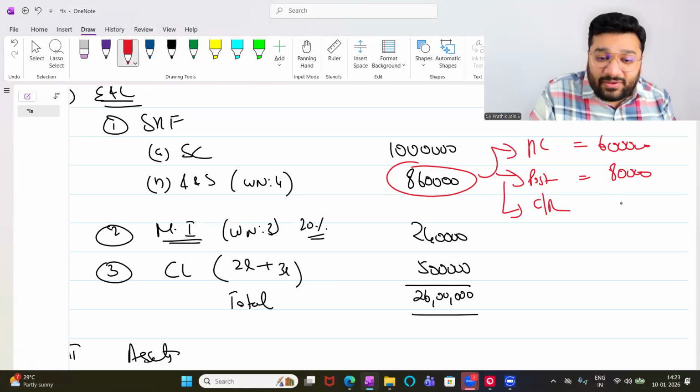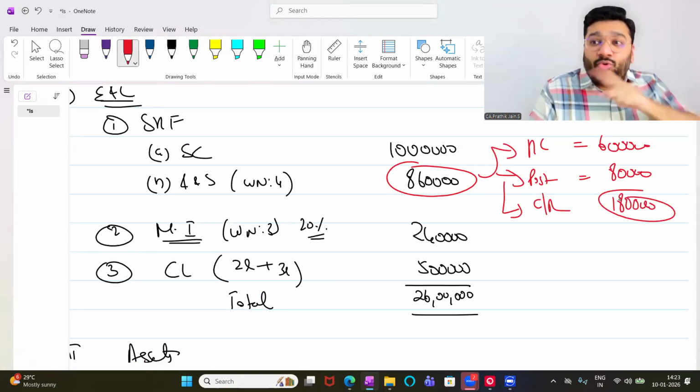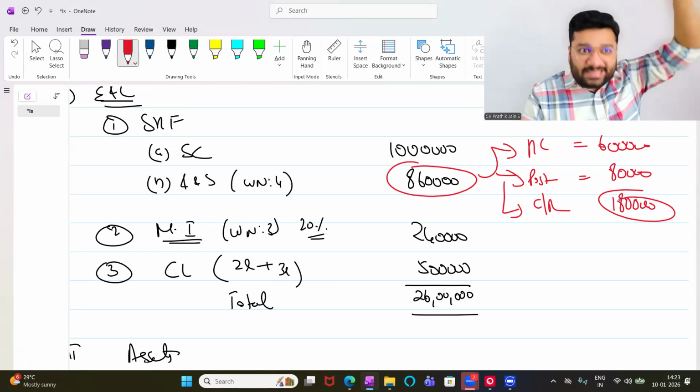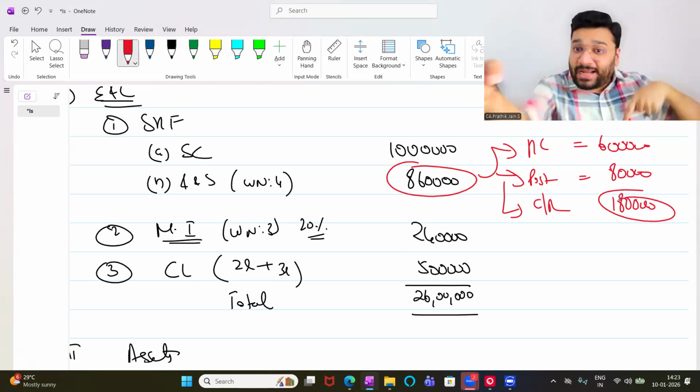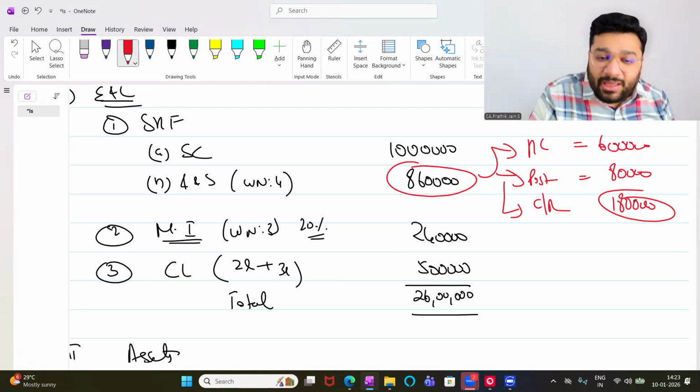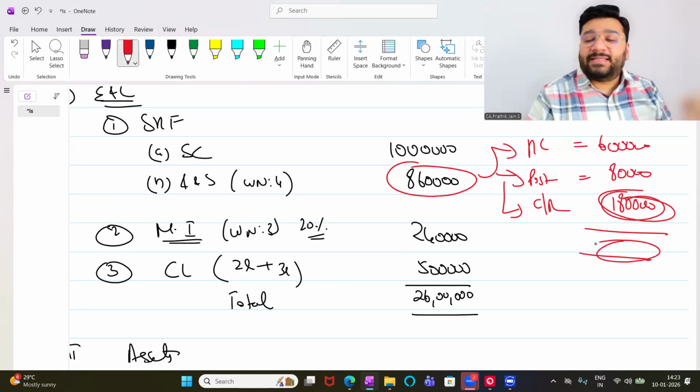Capital reserve, which is very good, 180. So 180, whose profit is it? X's profit, it is its hard work. X's hard work money, who is getting it? You are getting it. So that becomes your money. So what is your total profit? 860.